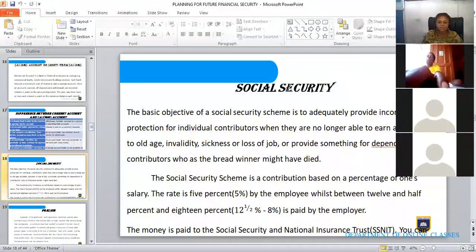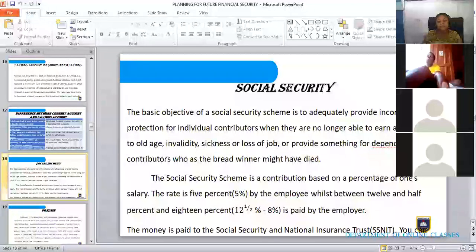Now, the basic objective of a social security scheme is to adequately provide income protection for individual contributors when they are no longer able to earn a living. And this could be at old age or invalidity or sickness or loss of job, or to provide something for dependents. So the social security, you don't only enjoy it at old age, but if somebody is a contributor and the person did not attain the age of retirement before death, the person's beneficiaries will enjoy that benefit.